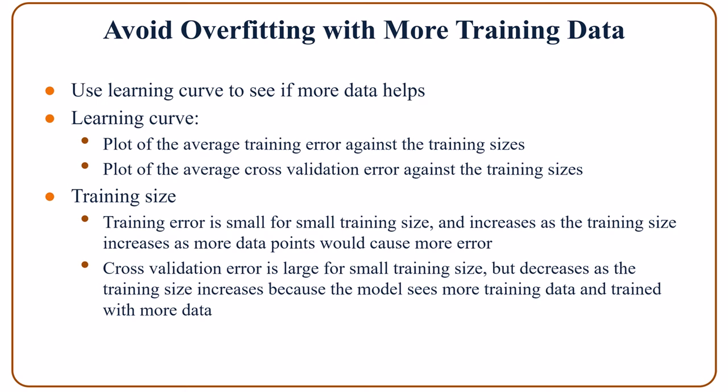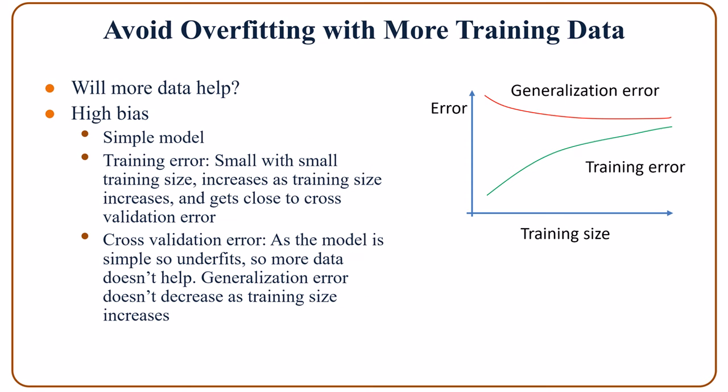Now let's take a look at the training error and also cross-validation error regarding the size of the training set. For the small size of the training set, the training error is also small. However, it increases as the training size increases because we have more data points, and more data points would mean more error. Cross-validation error is large for small training size, but it decreases as the training size increases because the model sees more training data and trains with more data.